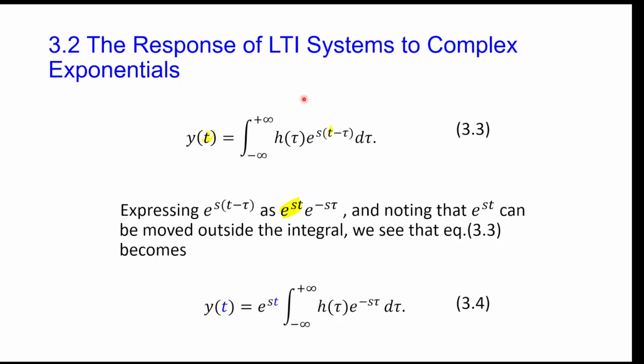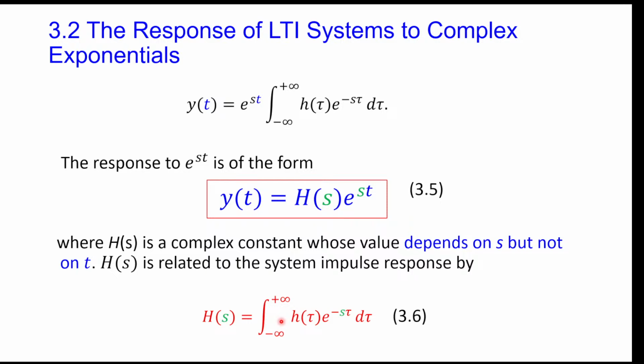And so for this integration, e to the st is just a constant, and it can be moved outside of the integral. So you can write this as e to the st times the integration of h of tau e to the minus s tau d tau. So the only part dependent on t is this e to the st, and basically we finish our derivation.